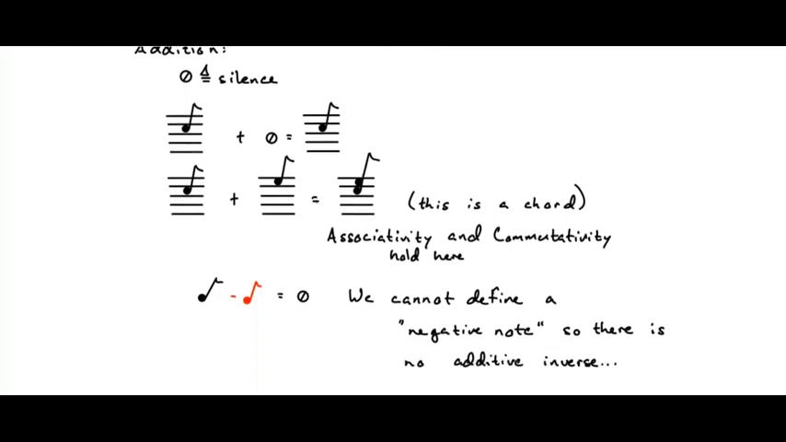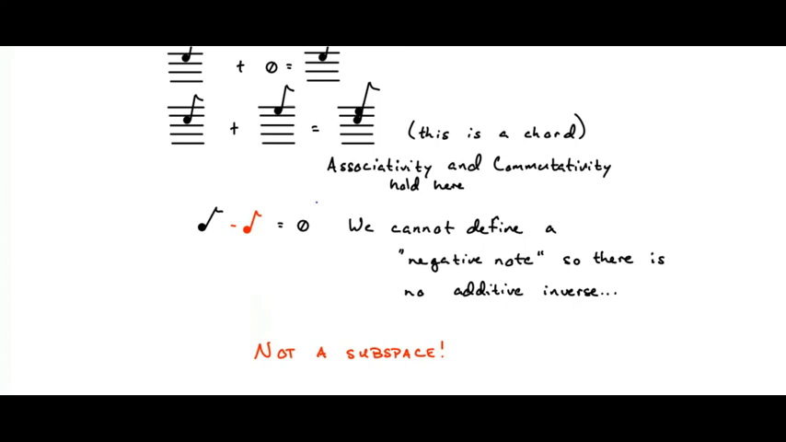Associativity and commutativity hold in this case. However, if we try and take a note and add some other note to it, it doesn't really matter what we add, we can't find a negative note. So there is no additive inverse, and not a subspace.